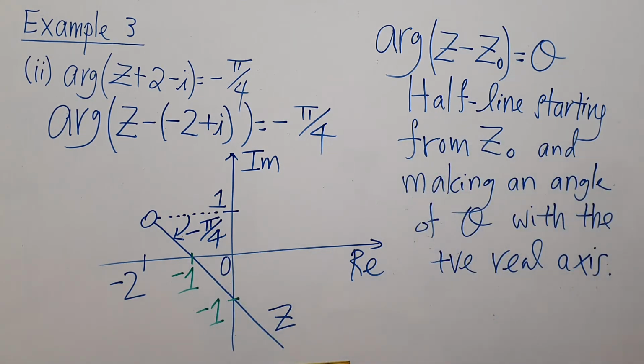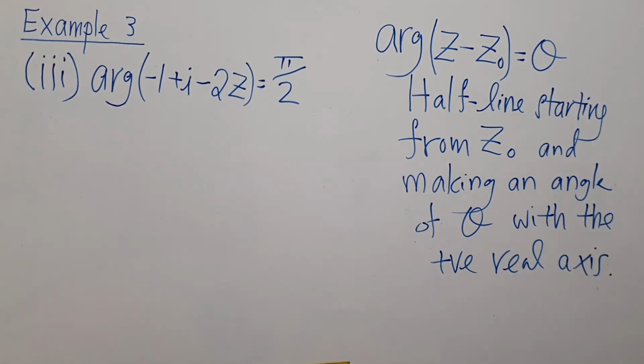So if I ask you to describe this locus, you will say that this is a half line starting from minus 2 plus i and making an angle of minus pi over 4 with the positive real axis. And that is your example 3 part 2.